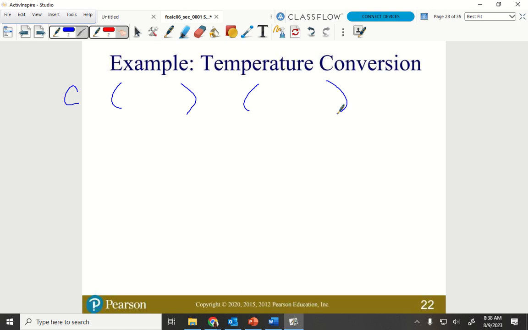So we're going to do some coordinates for this one. Let's say freeze and boil. This is going to be my, let's go Celsius, comma, Fahrenheit. Celsius, comma, Fahrenheit. So freeze and boil.